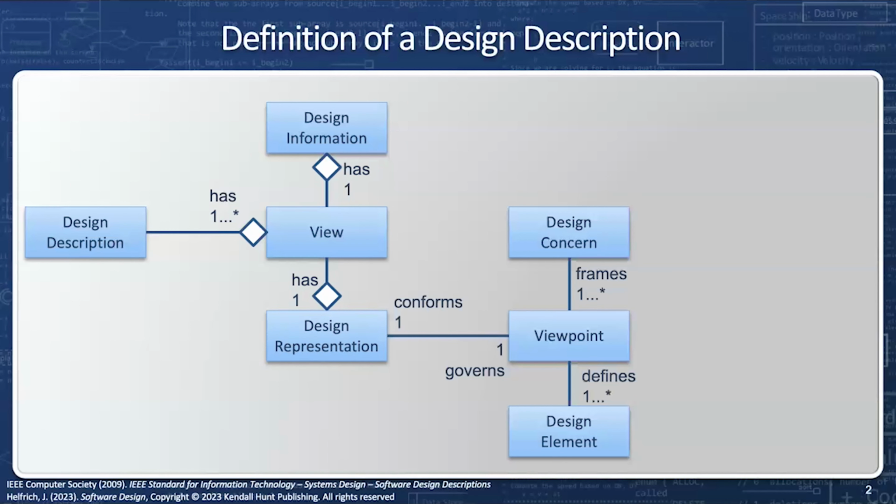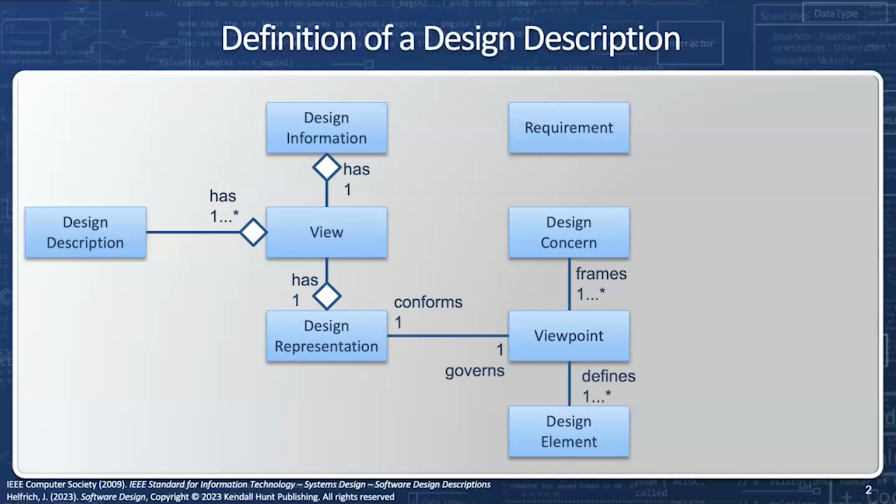Now, a viewpoint defines many elements. For an example, a class diagram would have the plus or the minus or the tilde describing different access modifiers, or a flowchart would have the decision diamond or the I/O parallelogram. And these are all design elements that consist of a viewpoint, and the viewpoint governs the design representation.